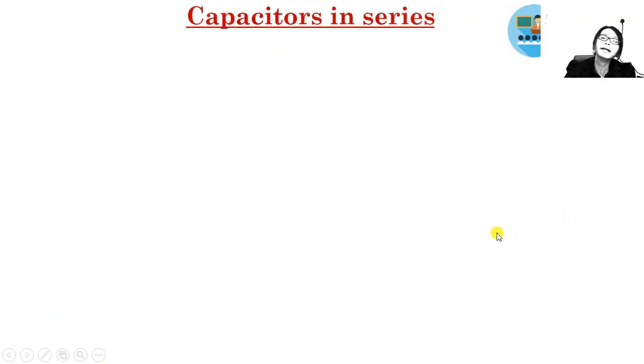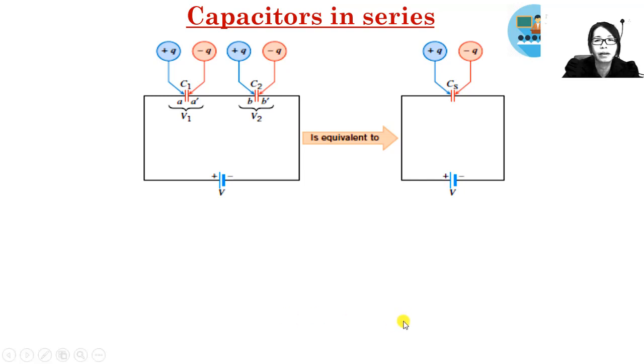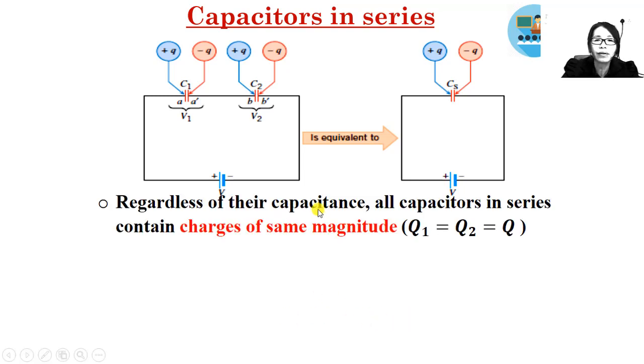We can connect capacitors either in series or parallel. So let us see what the main concept is when we connect capacitors in series. Regardless of their capacitance, all capacitors connected in series will contain charges of the same magnitude. It means that the total charge we store in the first capacitor will always be equal to the total charge we store in the second capacitor when the capacitors are connected in series.